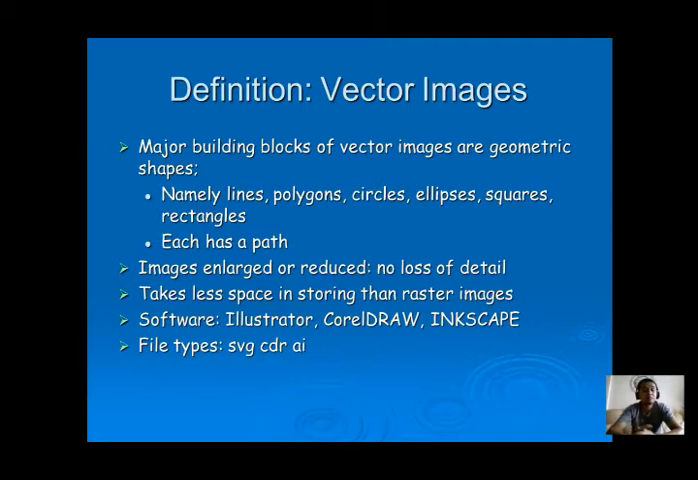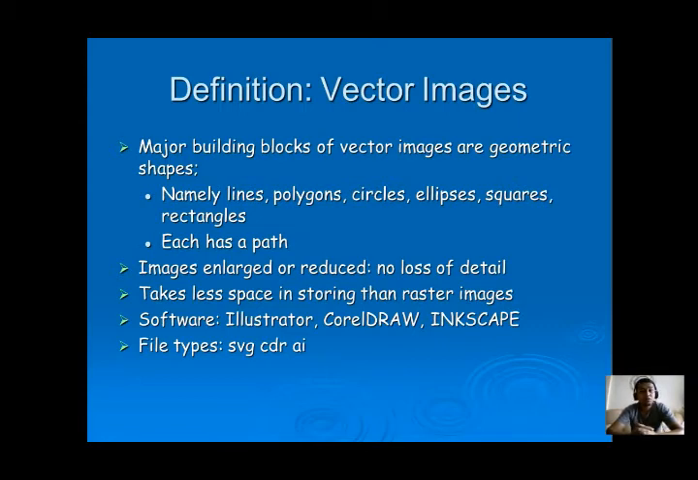And each of these shapes has a definite path. For example, a straight line is drawn by connecting two dots. A circle will be circular in nature. A square will be a collection of straight lines joined together to produce a square, and then the rectangle. Now in a vector image, whether you enlarge or reduce the image, loss of detail never occurs. And it takes less space in storing than raster images.